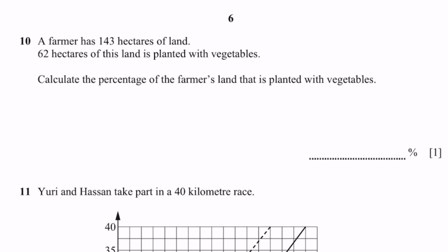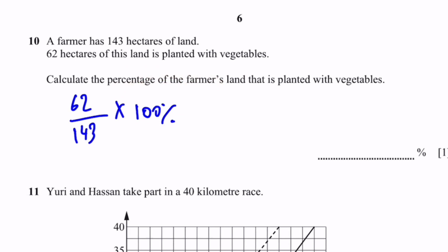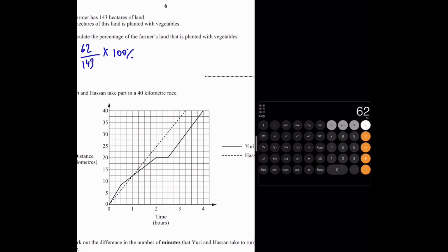Question 10. A farmer has 143 hectares of land. 62 hectares of this land is planted with vegetables. Calculate the percentage of the farmer's land that is planted with vegetables. So the percentage will be 62 divided by 143. And then you multiply this by 100. Why? Because we need a percentage. Now let's get our calculator out. 62 divided by 143. And now we get this long number.